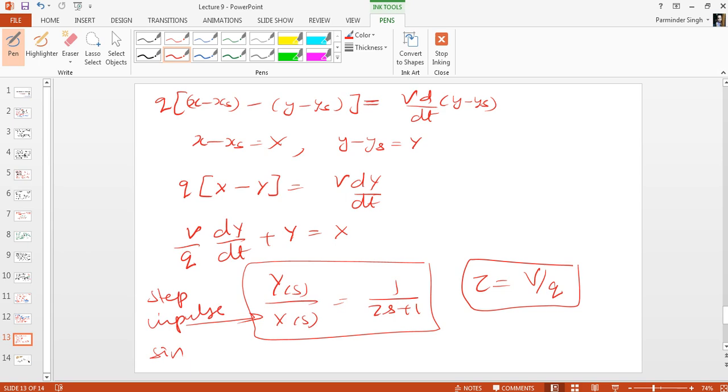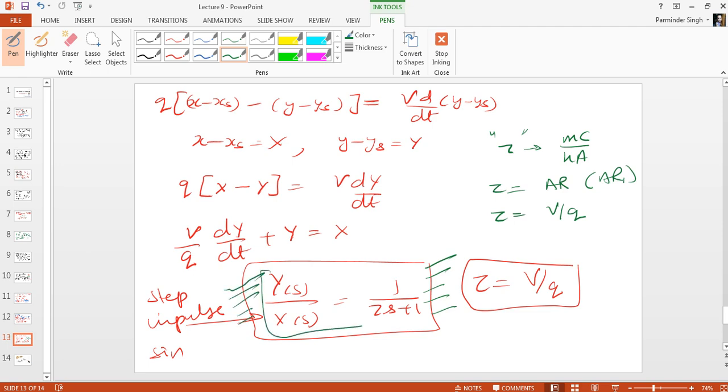Clear? Now you can clearly see the first order, the transfer function remains same, that is 1 upon tau s plus 1. The only difference is the time constant definition is different. For thermometer it was mC by hA. For liquid level tank it's A into R, or A into R1 in case of non-linear tank systems, and for mixing systems time constant is V by Q. Clear? But the overall transfer function of the first order remains the same, that is 1 upon tau s plus 1. Clear?